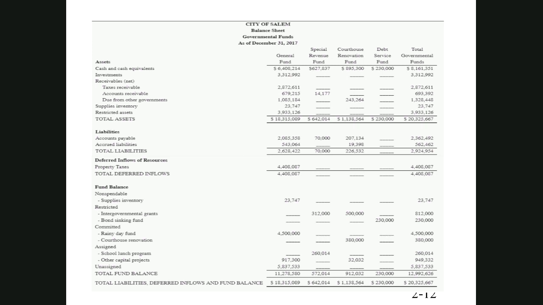I'll also mention that what we have here is something called a deferred inflow of resources. We could have a deferred outflow, but in this case we have a deferred inflow, which is basically property taxes, in this case, that relate to funding of a future period. So those are broken out on the liabilities side of the balance sheet, but they're not really liabilities in the conceptual sense that GASB has established.